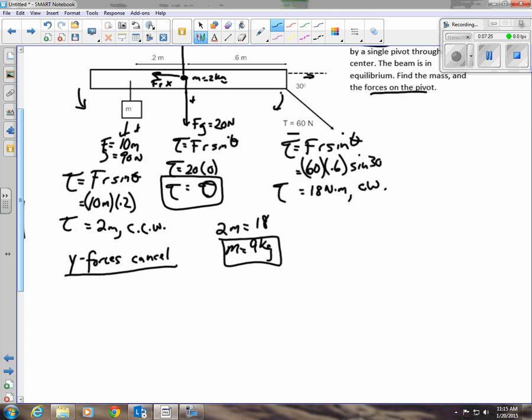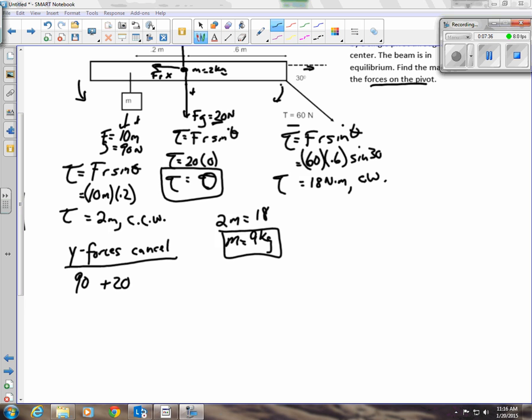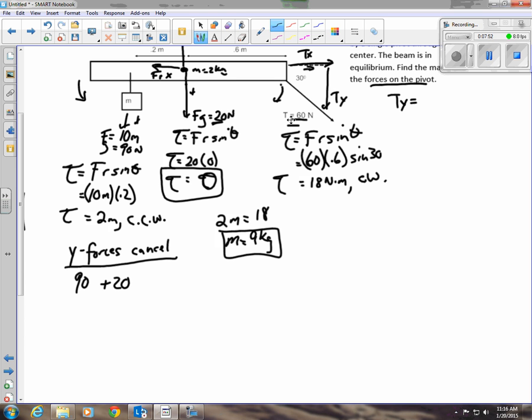Alright? So, looking at my Y forces, I have 90 going down. I have another 20 going down right here. And then, part of this 60 is pulling down. I have to split this up into, say, TX and TY, because that tension is neither an X nor Y, it's a little bit of both. So for TY, it's the opposite of this 30, so I'm going to use sine. So it's going to be 60 sine 30, which is 30. For TX, it's going to be 60 cosine 30, 52.0.